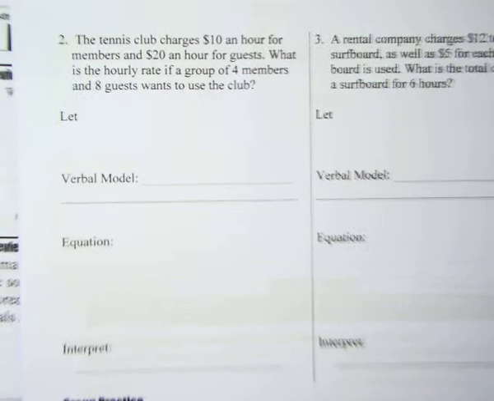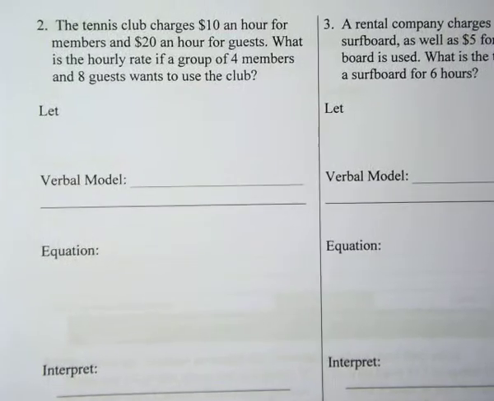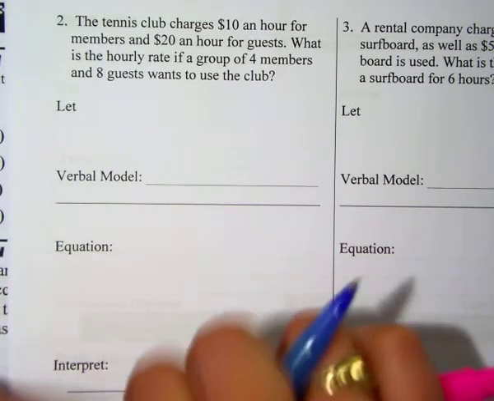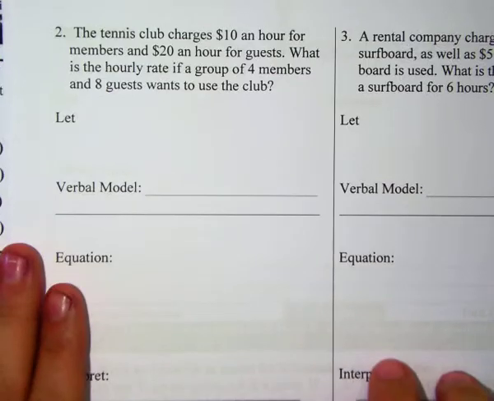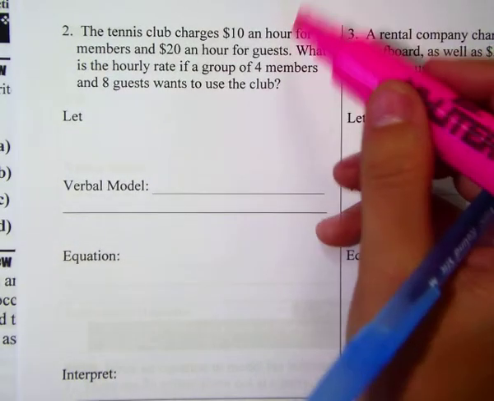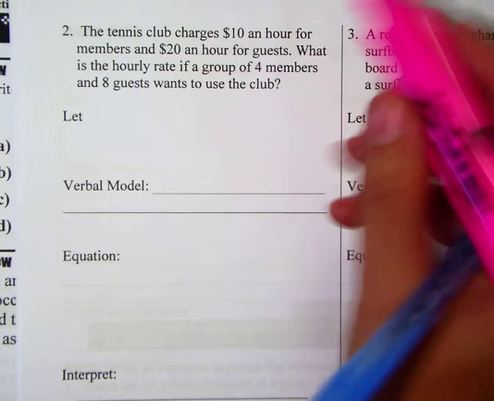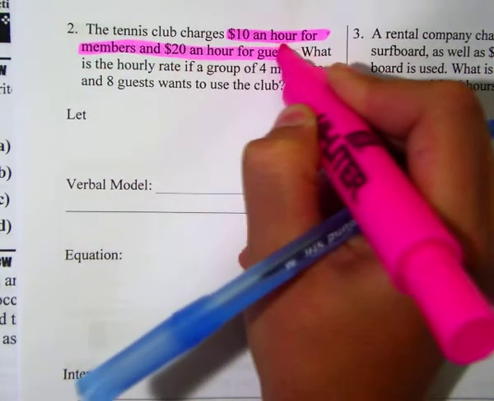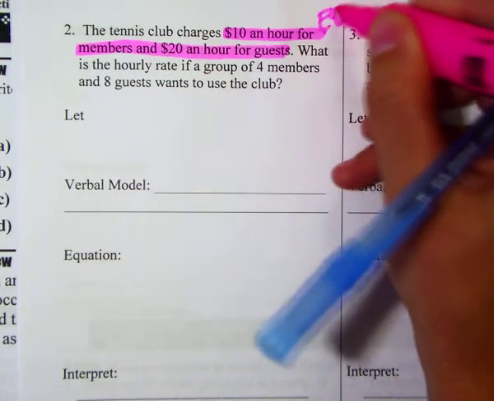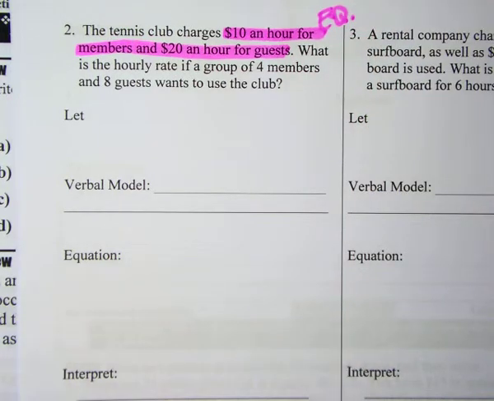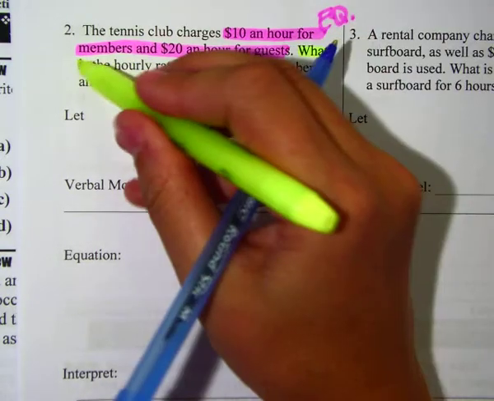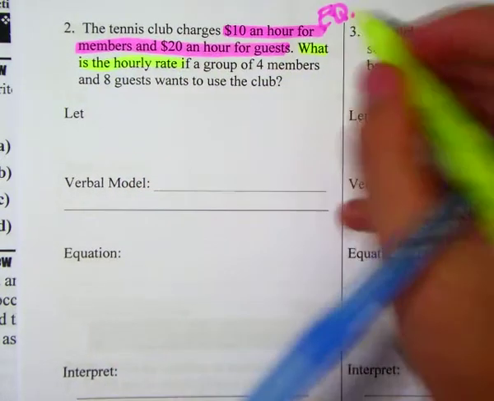Okay, number 2. Let me zoom in. I'm going to do 2 things. I'm going to highlight where I think the equation is, and then I'm going to highlight what I'm solving for. Okay. The tennis club charges $10 an hour for members and $20 an hour for guests. I think this is my equation. Okay. What is the hourly rate? I'm going to pause. What is the hourly rate? That's what I'm solving for.